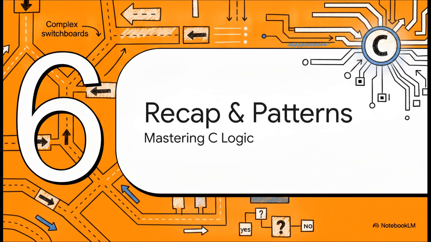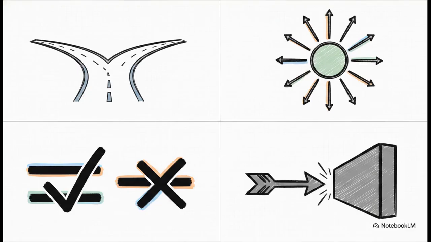Wrapping up with Section 6, Recap and Programming Patterns. We've covered a lot of ground today, from simple one-way streets to complex switchboards. Here is your cheat sheet. If-else is for binary paths. Else-if handles continuous conditions. Switch is your optimized multipath routing.